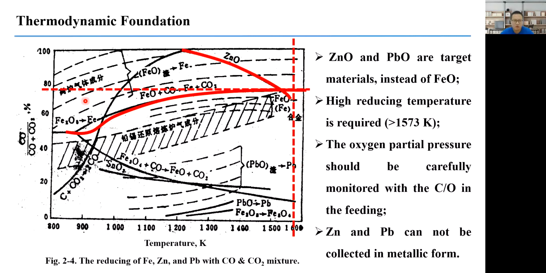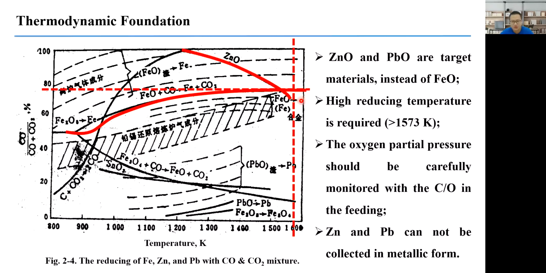And also, I have a horizontal line here. Across this line, we are entering this part, so both iron and zinc will be in metallic form. So the reducing atmosphere should be lower than this line. So we should be somewhere here.